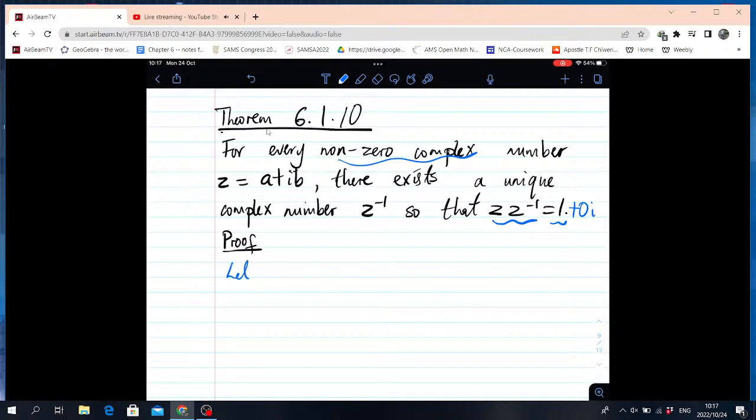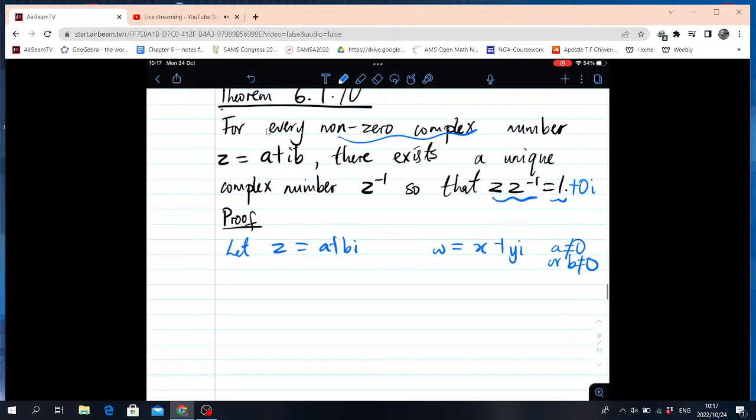So let z be equal to a plus bi, and w be equal to x plus yi, where a is not 0 or b is not 0, right? Because we want z to be non-zero, as we said here. So that's why we need these conditions there. And then x and y are just real numbers, by definition of a complex number.